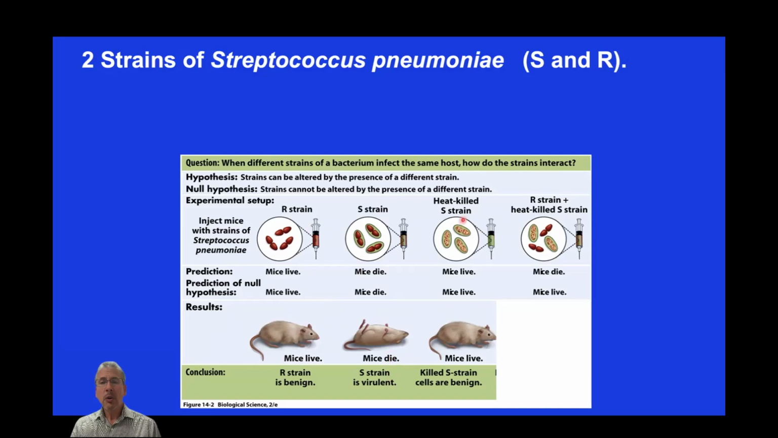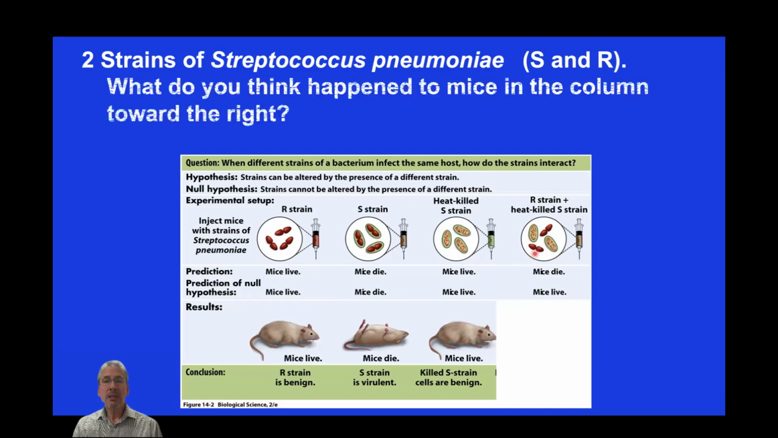But then he wondered, what if he boiled, what if he killed the smooth strain bacteria and then injected those into mice? Well, it turns out the mice lived just fine. So the boiled or heat-killed smooth strain is benign. But then he thought, what if he took heat-killed smooth cells, ones that he had boiled and killed, mixed those with living rough strain cells, and then injected that mixture into mice?